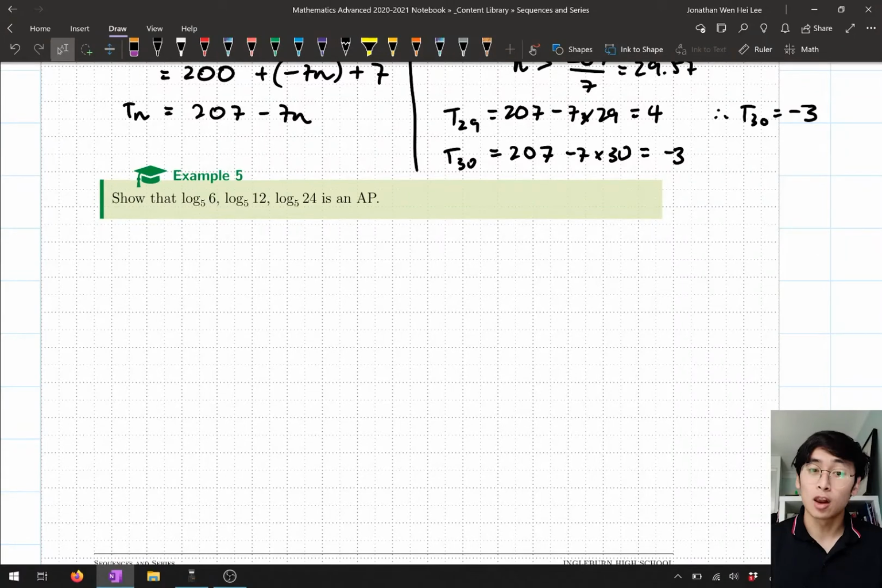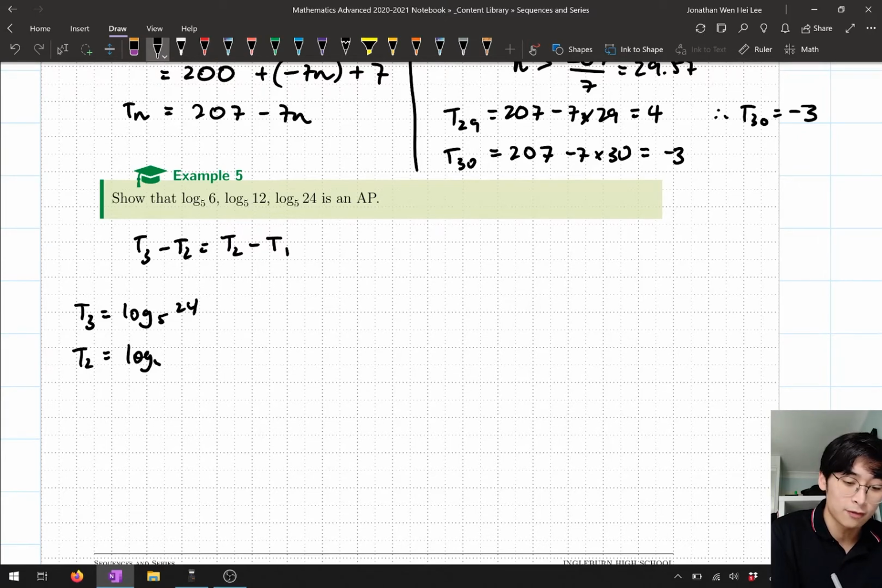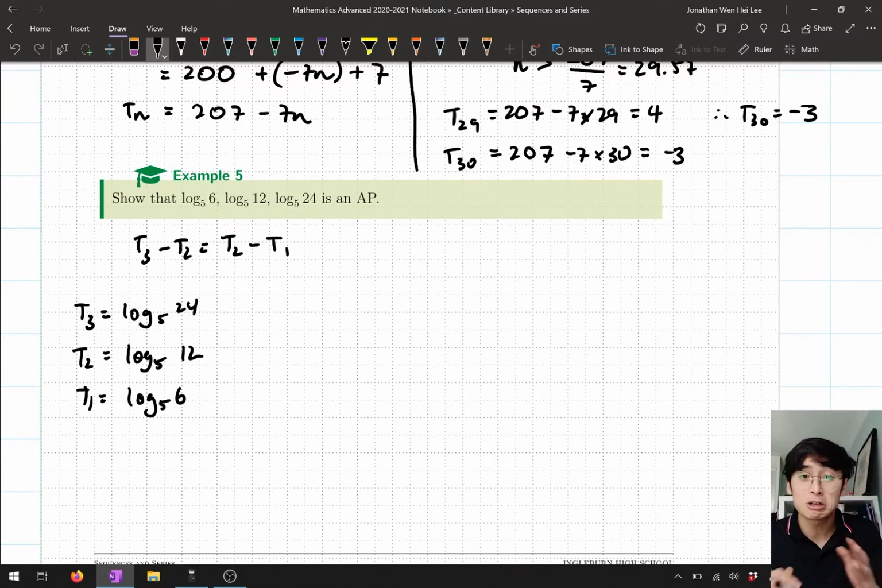Next one: show that log base 5 of 6, log base 5 of 12, and log base 5 of 24 is an arithmetic progression. So here, just like before, in order for us to show that something is an arithmetic progression, we need to go t3 minus t2 is equal to t2 minus t1. So let's just identify our terms. t3 is log base 5 of 24, t2 is log base 5 of 12, and t1 is log base 5 of 6. Now here we don't actually need to find any equation for the nth term, we just need to prove that it is an arithmetic progression.